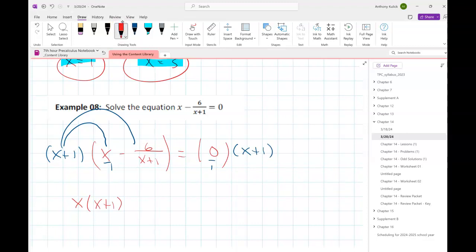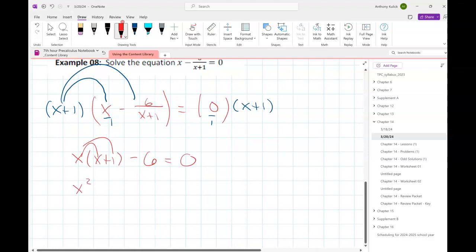x plus 1 times negative 6 over x plus 1. I get negative 6. Avery, how do we get that? The x plus 1's cancel out, so all I'm left with is the negative 6, because I have an x plus 1 in the numerator and the denominator. They're gone. And then 0 times x plus 1 is 0.